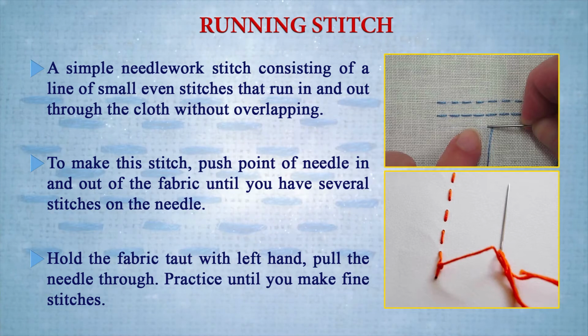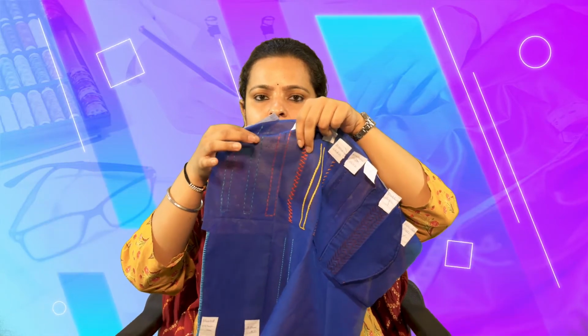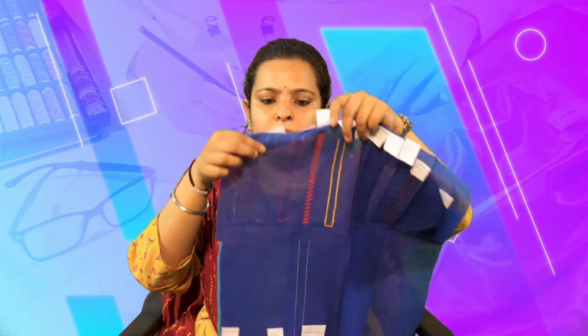As you can see in the picture, this is how the running stitch is done on the fabric. So this is one sample I have. You can see how the running stitch is done on the fabric. First stitch you can see, this is the even stitch. This is how running stitch is done on the fabric by using your hand stitch method.